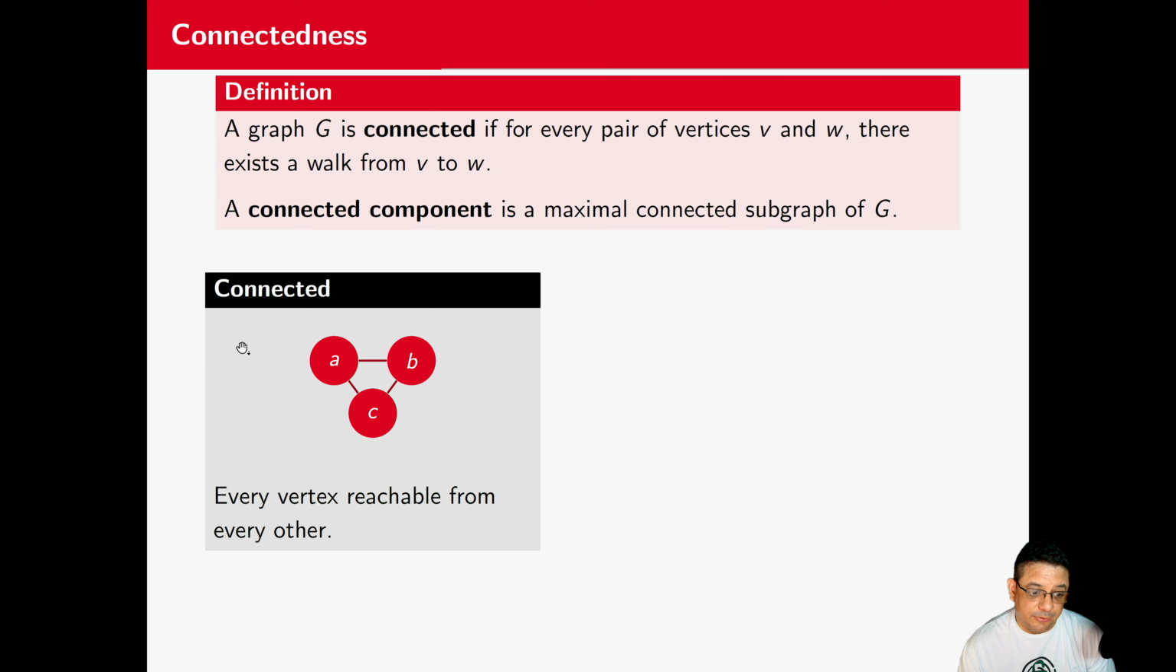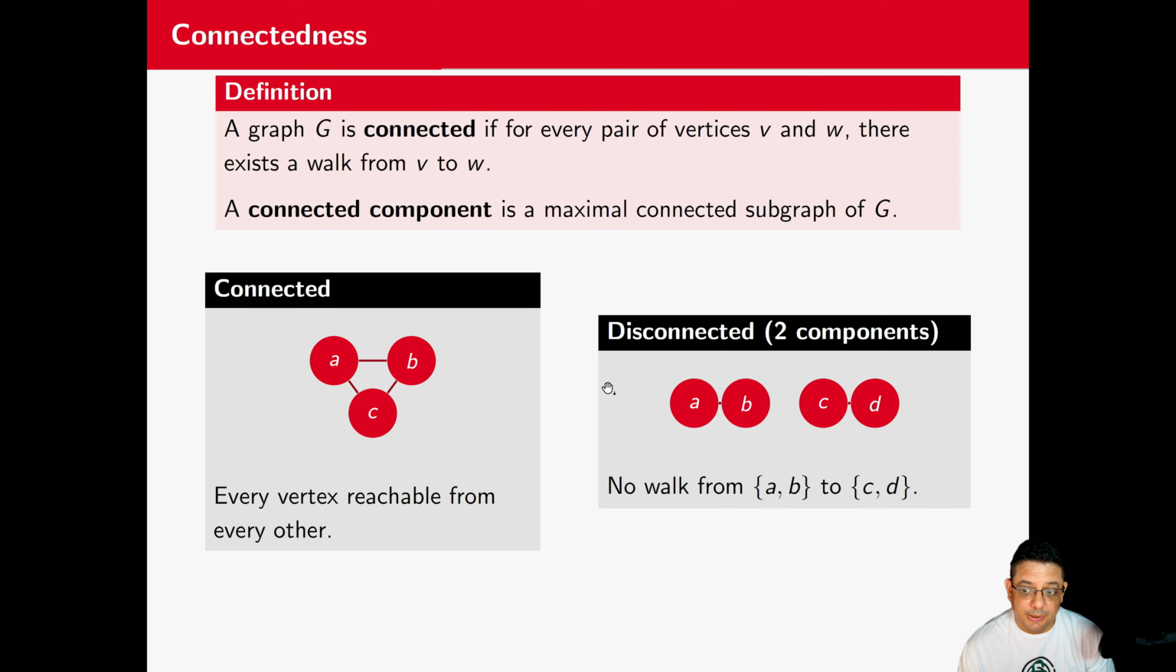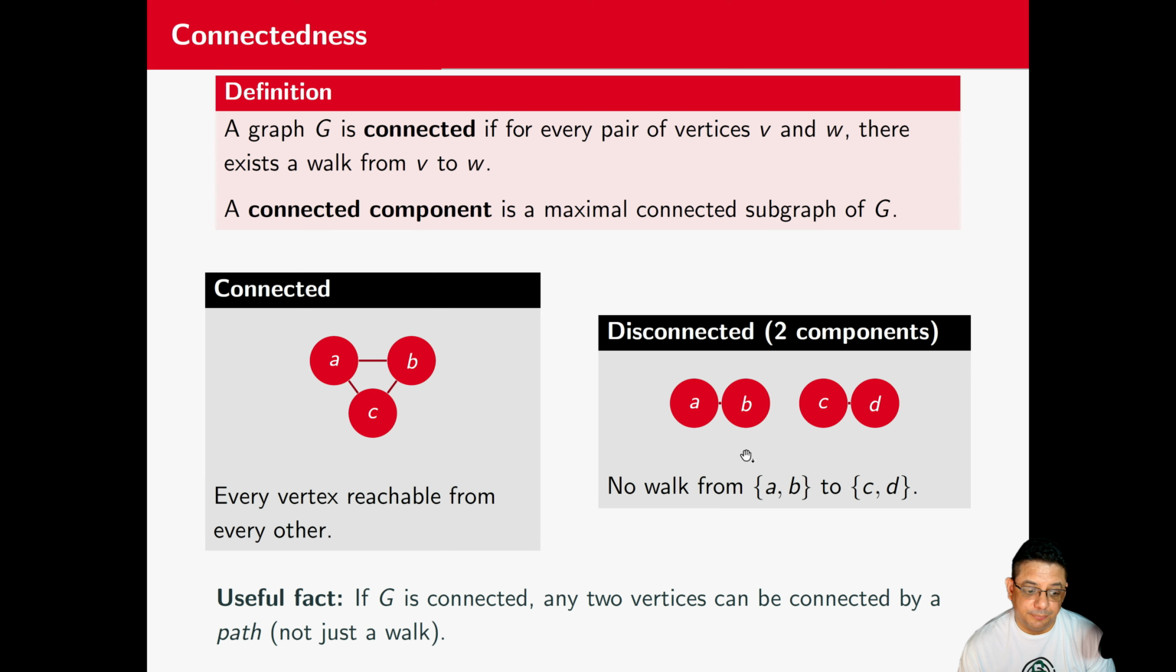So for example, this is connected here. We have A, B, and C. Every other vertex is reachable from the other. Now here we have this graph with two components because A is joined to B and C is joined to D, but we don't have any joining between these nodes and those nodes. So there's no walk from A or B to C or D. Now, if G is connected, any two vertices can be connected by a path, not just a walk.